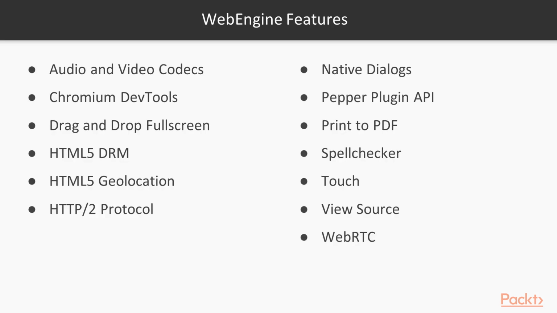A couple interesting ones that I noted are full screen, which can be used to full screen YouTube videos, for example. Print to PDF, which can be useful for scripting. Spell checker, which you don't realize how irritating it is not to have spell checker until it's gone. And the view source or dev tools, because imagine how difficult it would be to implement those features yourself.